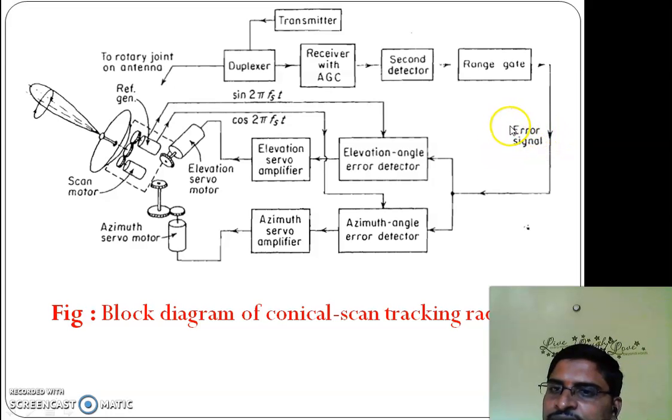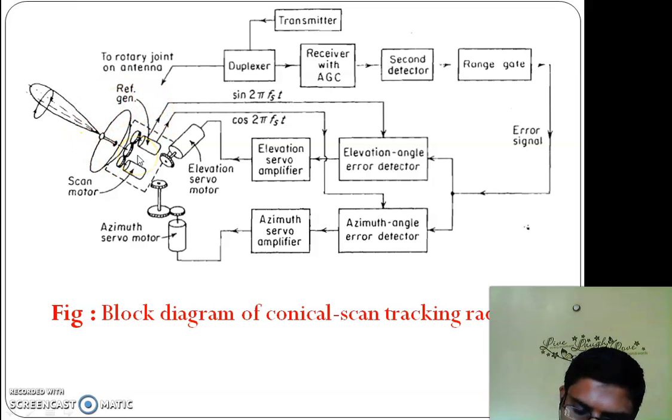So the error signal is split into two parts. One is given to the azimuth error detector, the other one to the elevation error detector. These are phase sensitive detectors. The output of each detector is directly proportional to the phase difference between the error signal and the reference signal. These error signals are amplified in the corresponding servo amplifiers and are given to the servo motors. The servo motors position the antenna in such a way that the error signal is 0. So this is the conical scanning radar, a tracking radar.